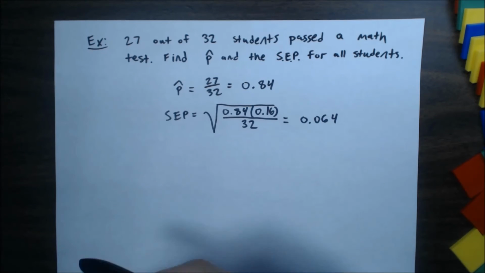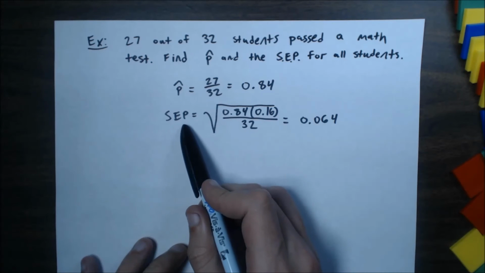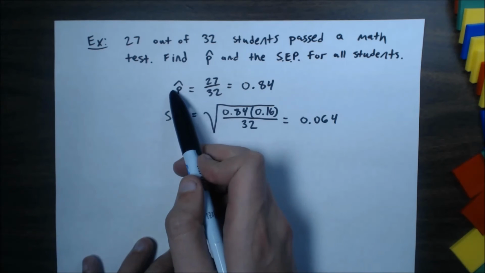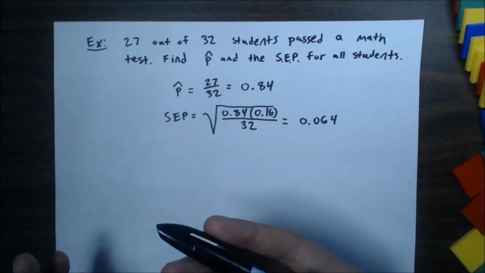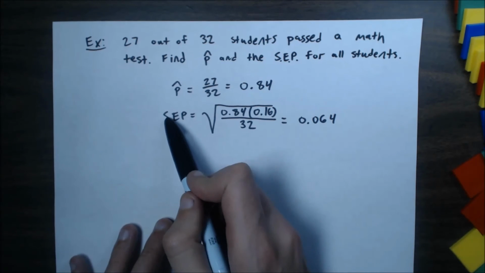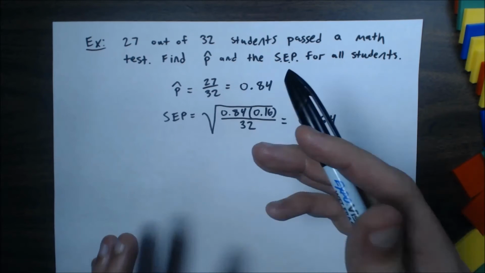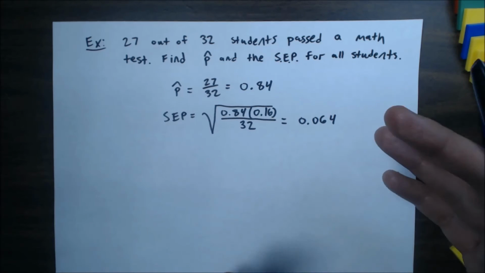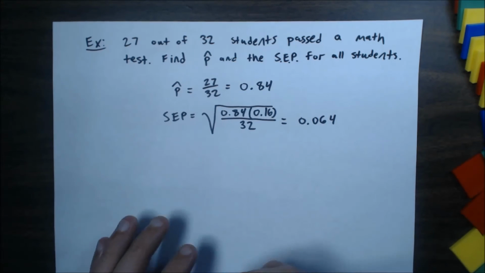Now, since we don't have the actual population proportion, when we do our SEP, we have to estimate it in this case using P hat. And in our class, that's usually what's going to happen. Most of the problems, you're going to have a sample proportion, and we're going to use that with the SEP formula. Although ideally, you want to use the actual population proportion if you know it.